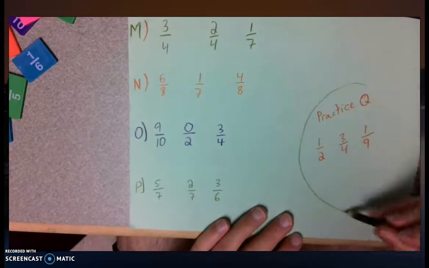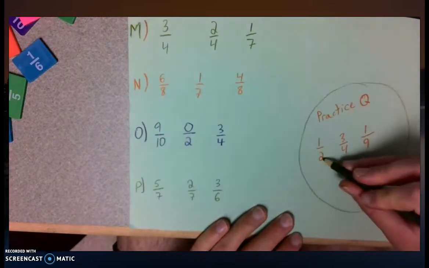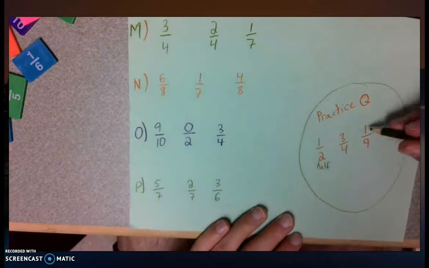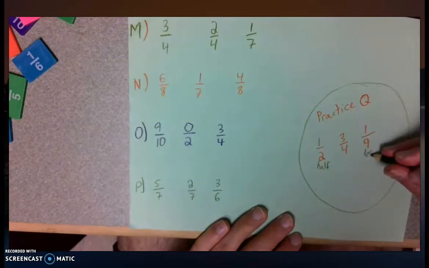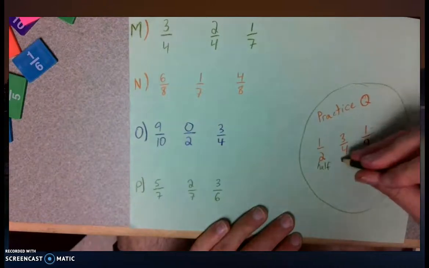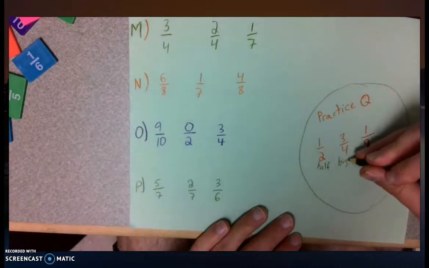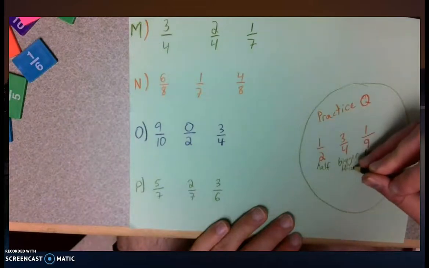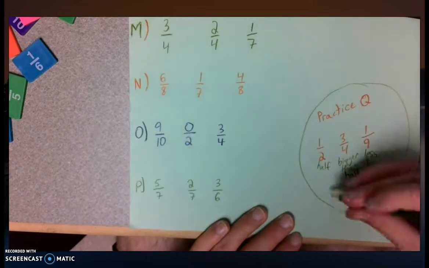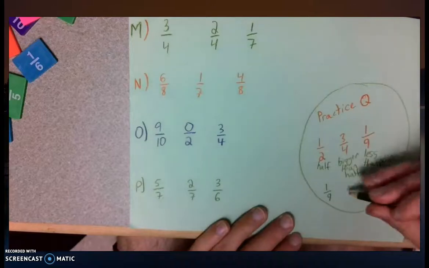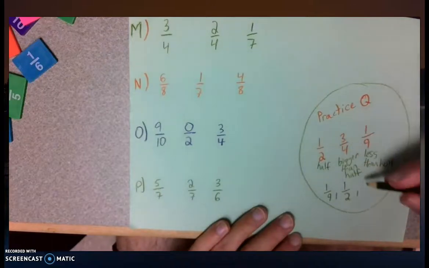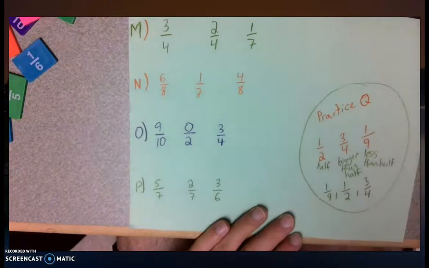So let's say a practice question. We have these 3 fractions. I know this is half, because 1 out of 2. I know this is less than half, am I right? And I know this one is greater than half, bigger than half. So I would put them in this order. What's the smallest one I put on the left side? Yeah, 1/9 is less than half. 1/2 is halfway, so I know. And the biggest one is 3/4 because it's bigger than half.